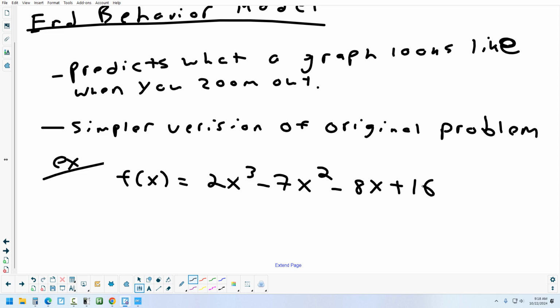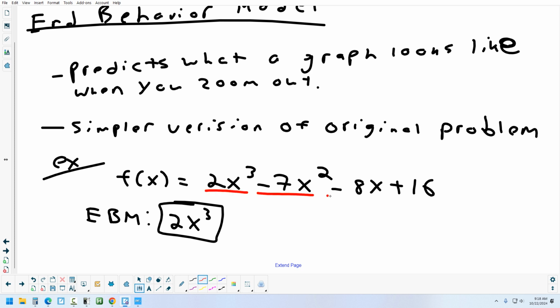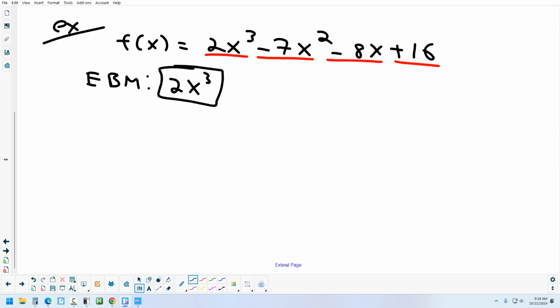If I asked you to find what's called the EBM, it's like another thing we're going to find now. Like we find horizontal asymptotes, we find vertical asymptotes, we're going to find something now called an EBM. The EBM in this problem is simply 2x to the third power. The way that you find the EBM is you look at your terms. That's the first term, second term, third term, fourth term. You look at each term, and all you have to do is write down the one that has the highest exponent. That's it.